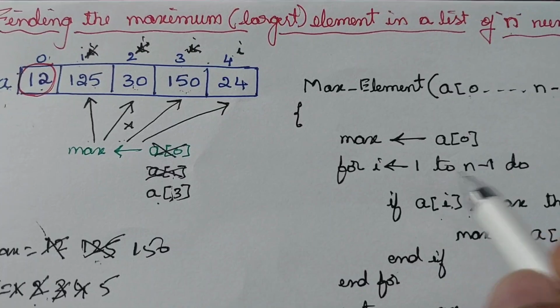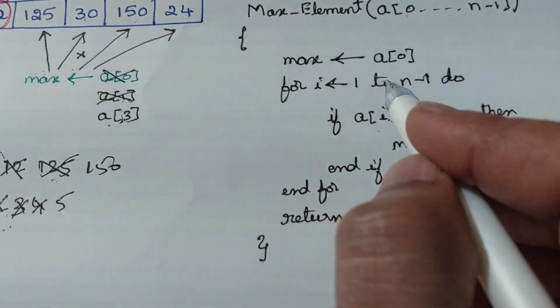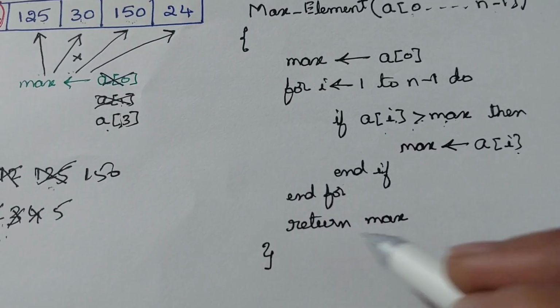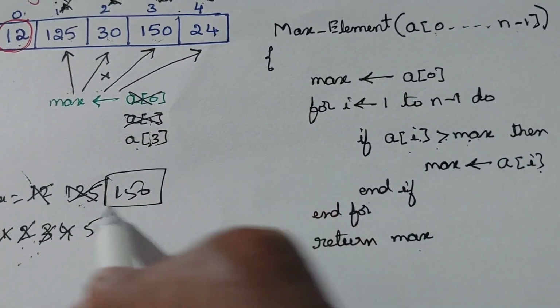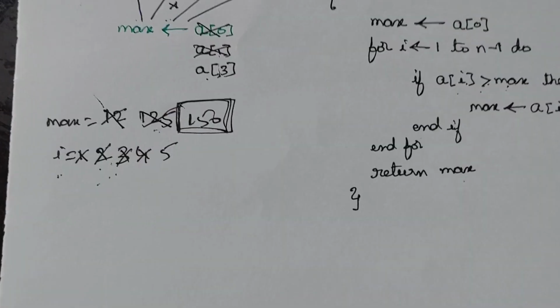Now it is not in the range 1 to n minus 1. So now the condition of the for loop fails. So it comes out of the for loop, return max. In the max I am having 150. So thus we find what? Maximum element. Now let us do the analysis for this algorithm.